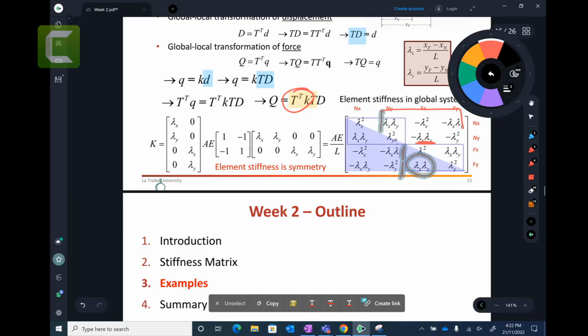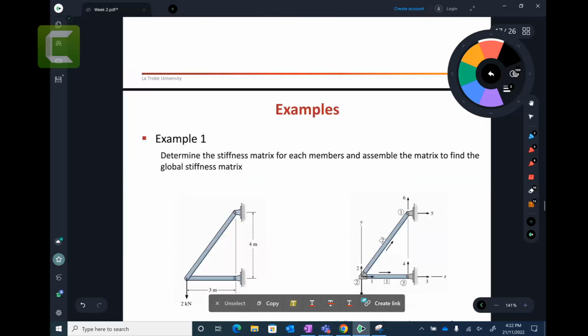Another one: there are plenty of opportunities to check. This guy is the same as this guy. Look at that. These guys are the same as these guys. Look at that. So there are plenty of ways to check. Hopefully we will do one example and then it will be solved.